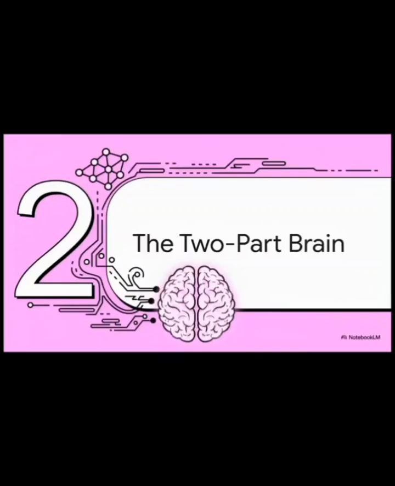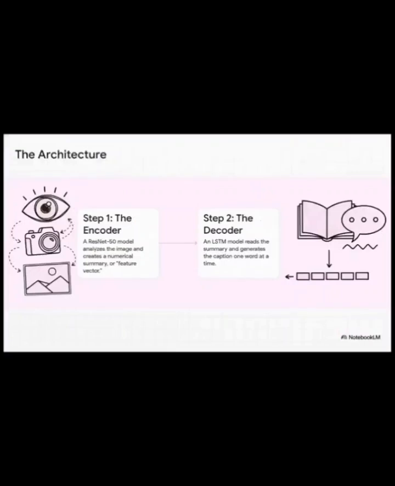So, how in the world does this work under the hood? The best way to think about it is like a digital brain that has two very different, very specialized halves. Each one has a specific job to do. Okay, the first part is called the encoder, but let's just call it the eye. It uses a really powerful vision model, a ResNet 50, to look at the image and basically boil it all down into a rich, numerical summary of its key features.